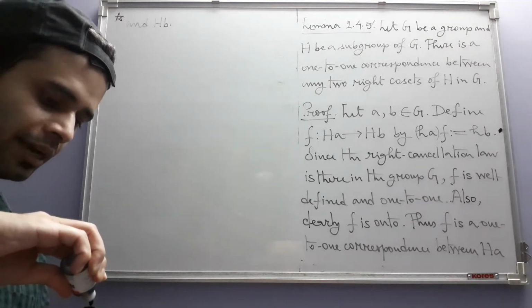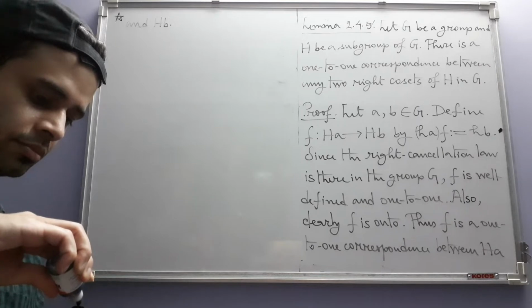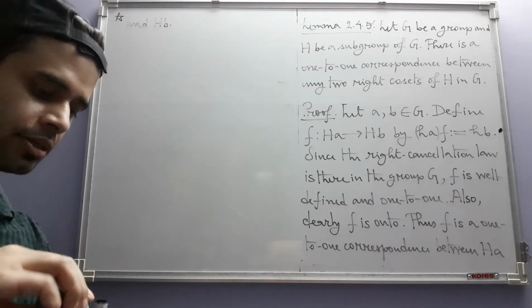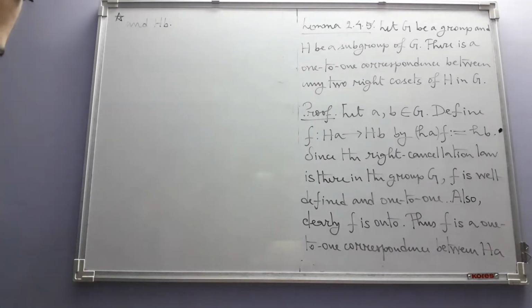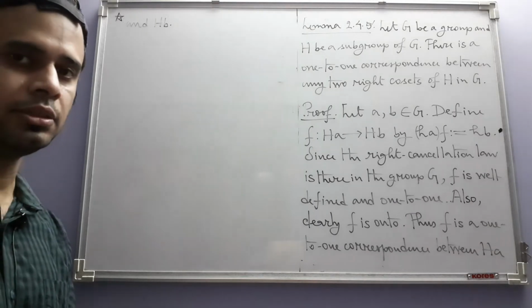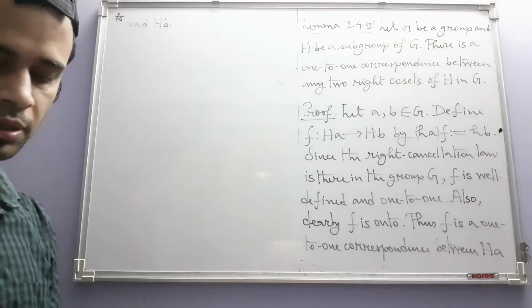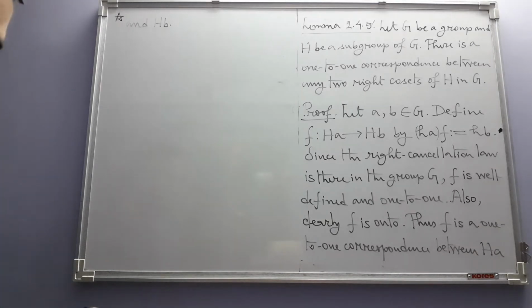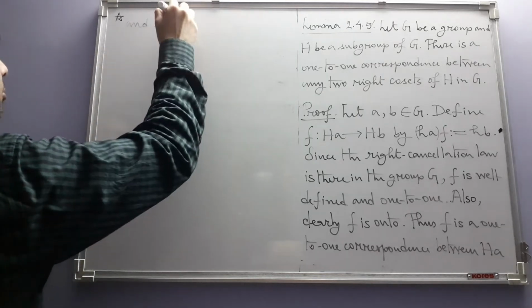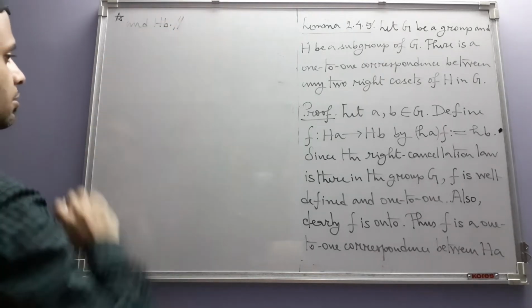Okay, so we now have an equivalence relation on G, whose equivalence classes have turned out to be nothing but the right cosets of the subgroup. What else? We have proved that there is a one-to-one correspondence between any two such right cosets. Now we are going to make the situation special. So this completes the proof of the lemma.